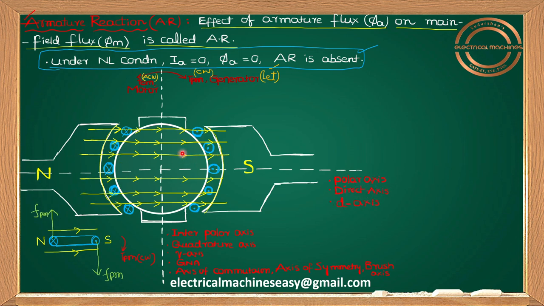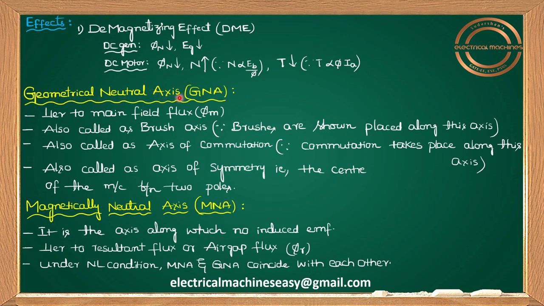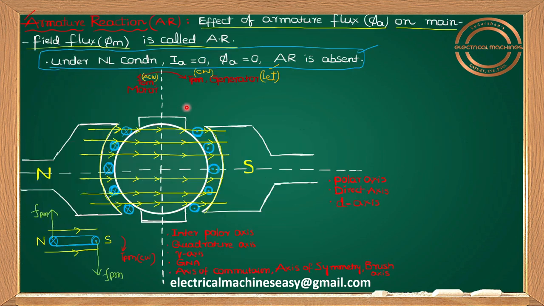Suppose an axis is passing between poles, in this example between the north pole and south pole. This axis can be called the interpolar axis because it is passing between poles. One more name is quadrature axis, or Q axis, or one more name, GNA. GNA means geometrical neutral axis. And one more name is there, axis of commutation. I'll tell you the reason why I'm calling it the axis of commutation. It's also the axis of symmetry, and can also be called the brush axis.